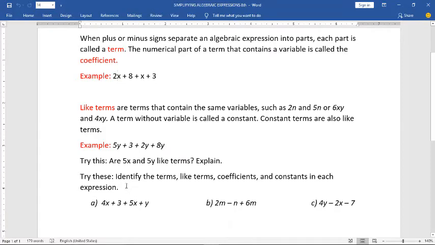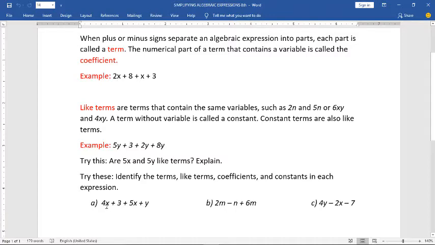Identify the terms, like terms, coefficients, and constants in each expression. We have the first expression here, second, and third. And what you have to do is identify the terms, the like terms, the coefficients, and the constant. Let's go for the first one.